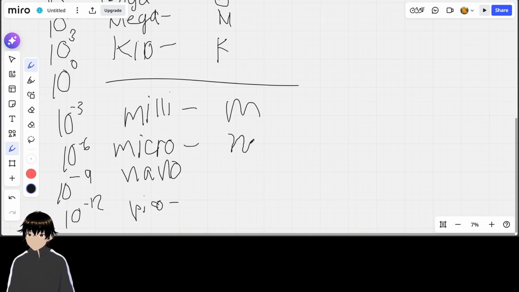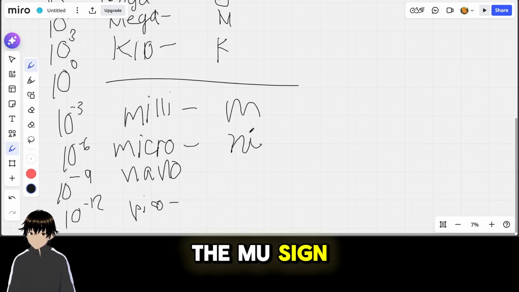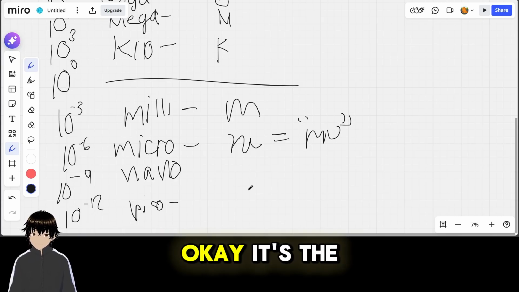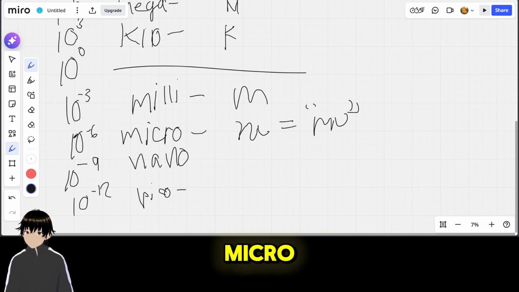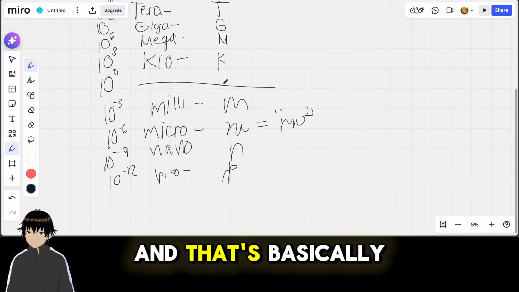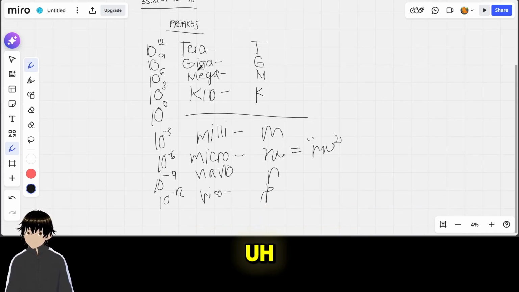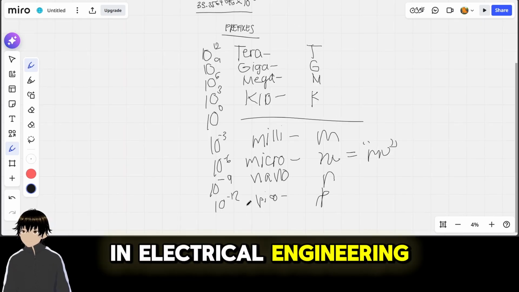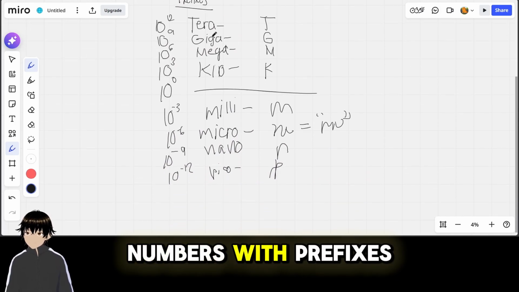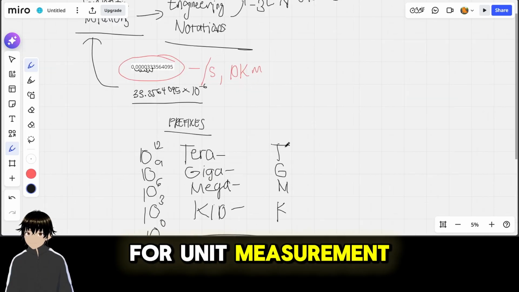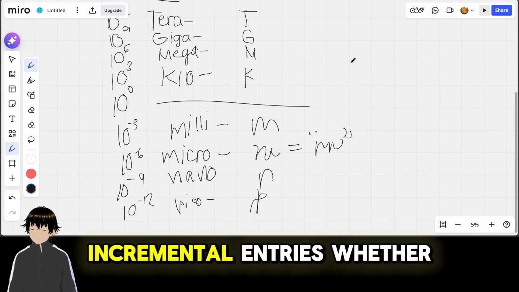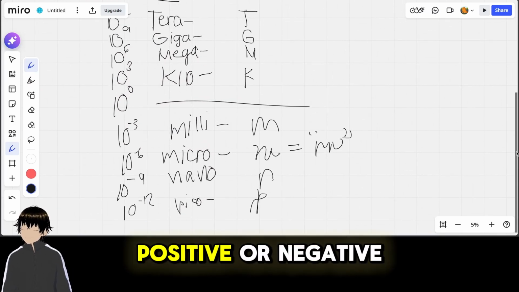Mu, the mu sign, okay? Not to be confused with M, okay? It's the mu sign for micro, okay, we got nano, just n, just p. And that's basically it for the prefixes in electrical engineering. So this is how they handle numbers with the prefixes for unit measurement, and then engineering notations with our incremental powers of three, whether positive or negative.